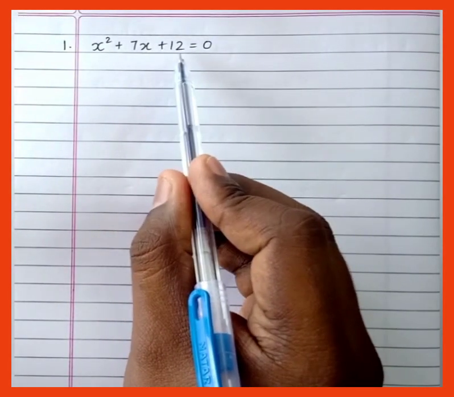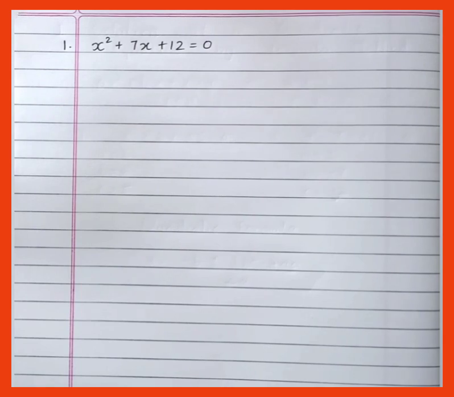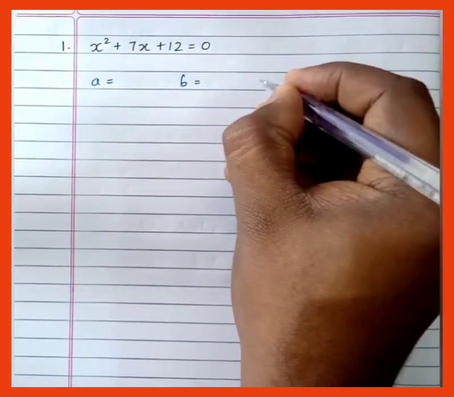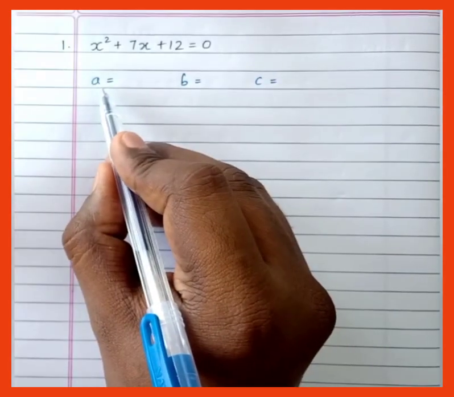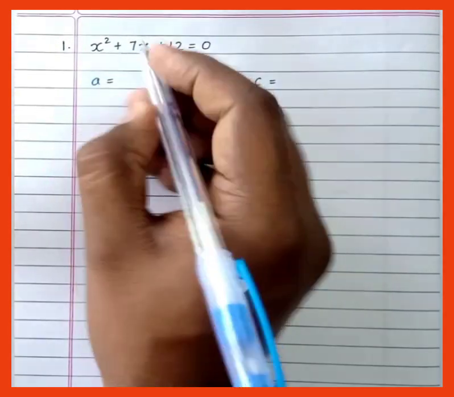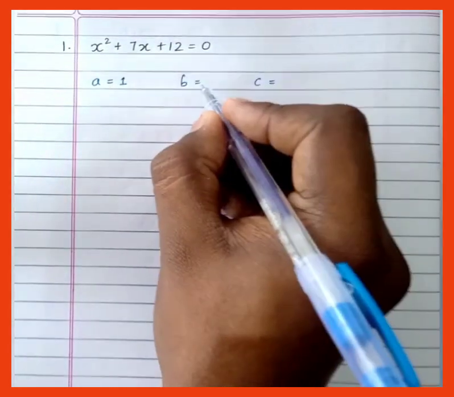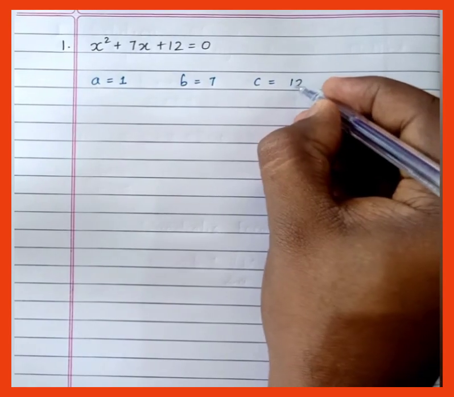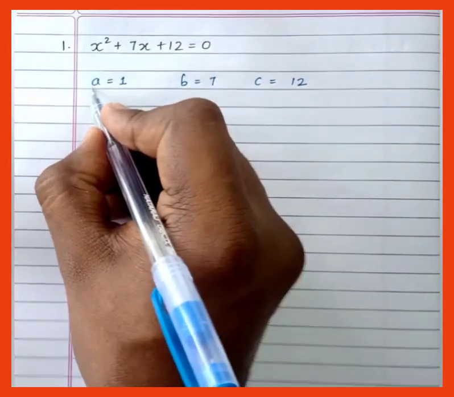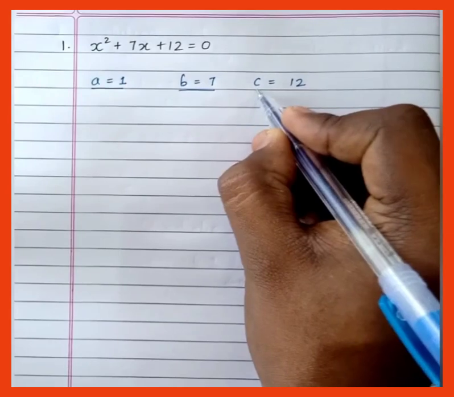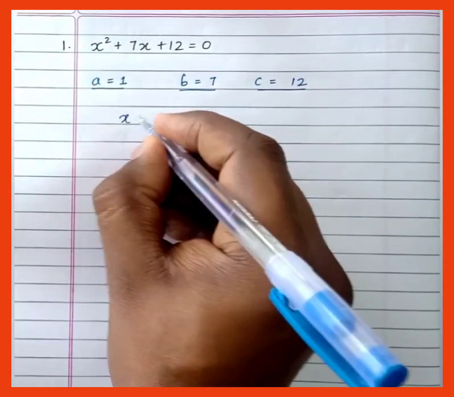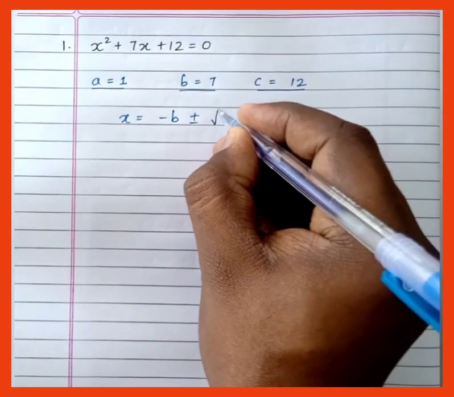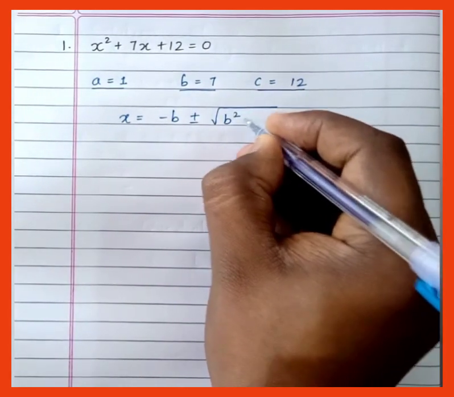First question, x square plus 7x plus 12 equals 0. The first step is to identify the coefficients a, b and c. What is a? The coefficient of x square, that is 1. What is b? The coefficient of x, that is 7. Then what is c? That is the constant, which is equal to 12. Now the next step is to write the quadratic formula.